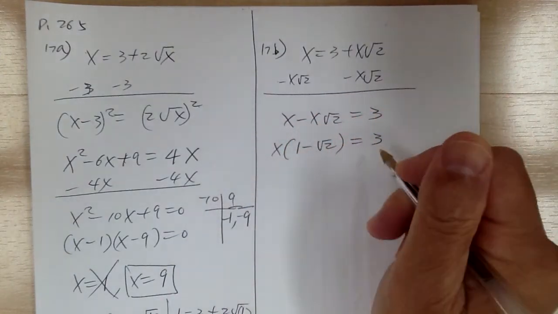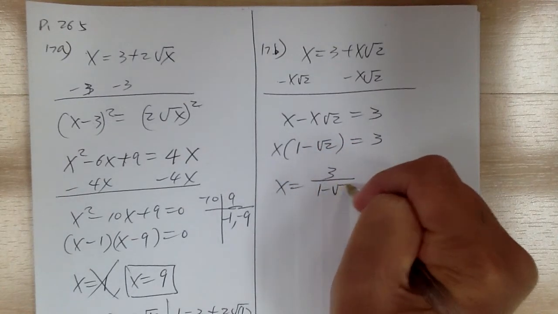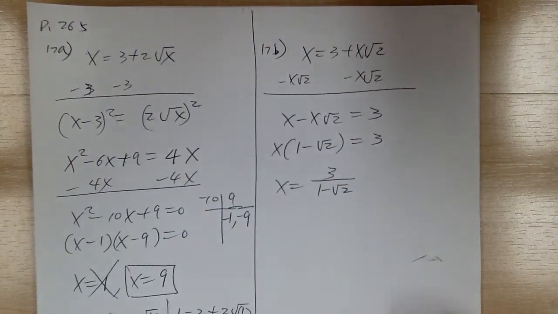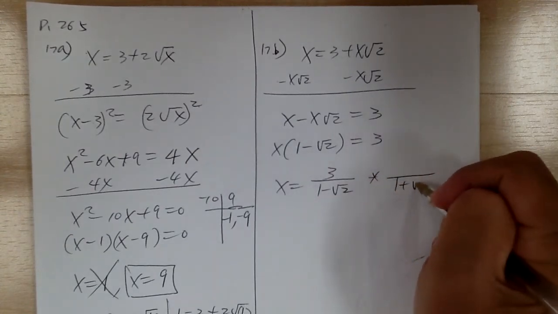Then after that you can go and divide. So you get x equal to 3 over 1 minus square root of 2. Again, you need to simplify this, so you need to multiply by the conjugate.